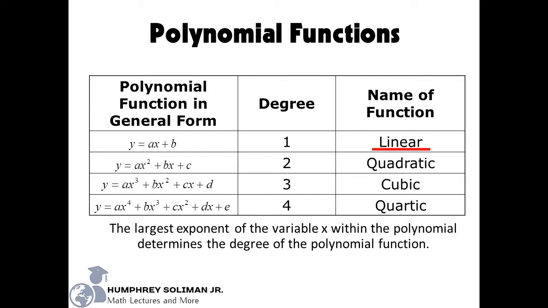If the degree is 1, it is called a linear function. If the degree is 2, it is called a quadratic function. If the degree is 3, it is called a cubic function. If the degree is 4, it is called a quartic function.